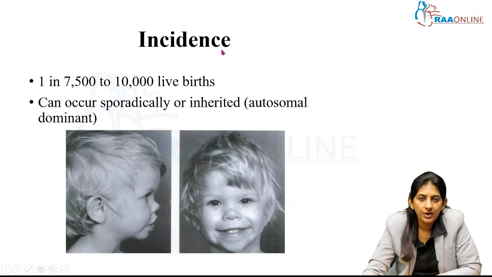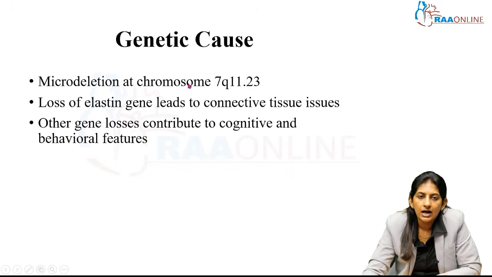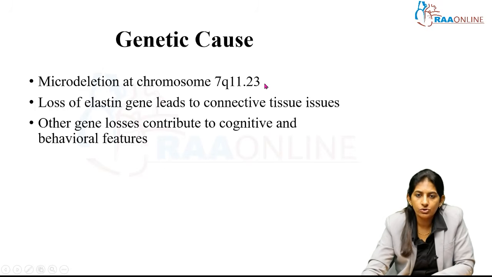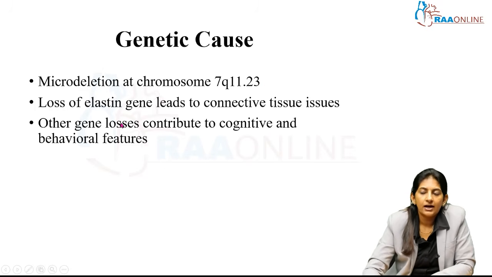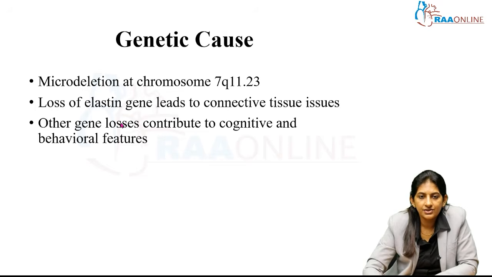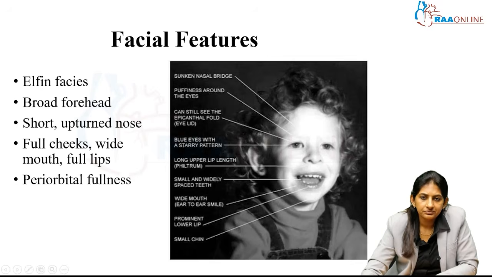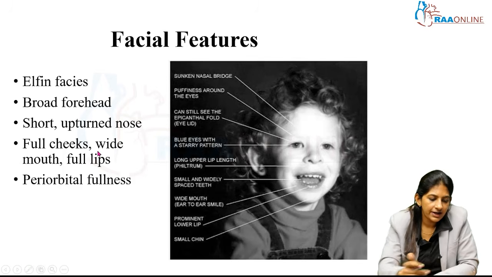So this is also a quite common disorder, 1 in 7,500 to 1 in 10,000 live births. This is also inherited in an autosomal dominant fashion. Most often there is a de novo gene deletion of the elastin gene. And so Williams syndrome, typically these are called the elfin facies.